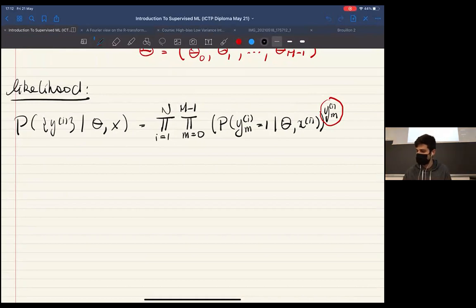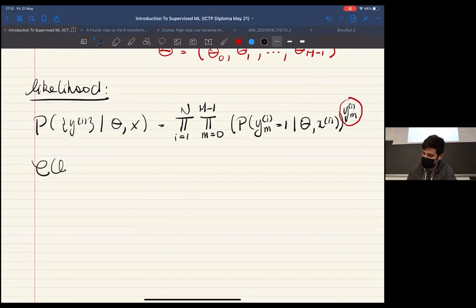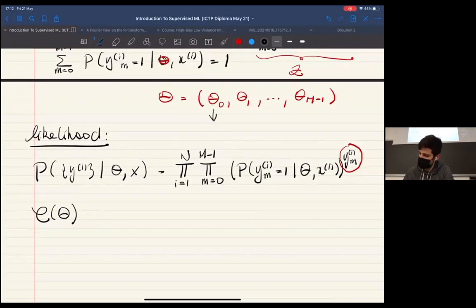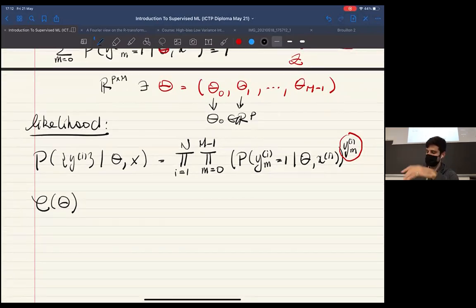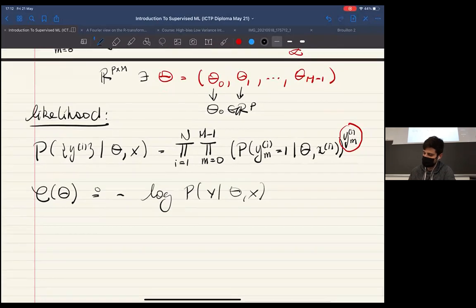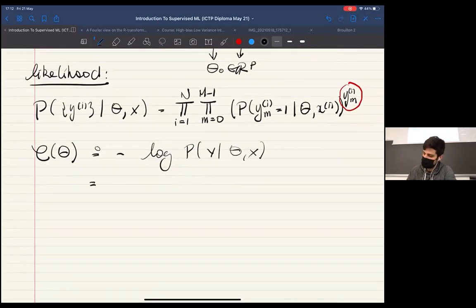And now, as before, how to define the cost, which is now depending on this matrix theta, where each of these depends. Theta 0 belongs to R^P, theta 1 as well, etc. So this matrix, if you want, belongs to R^(P times M). So the cost now is minus the log likelihood associated to that. Therefore, it is equal to minus the sum over i, sum over M.